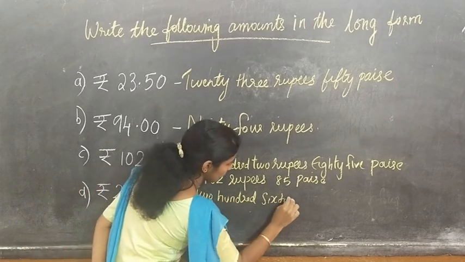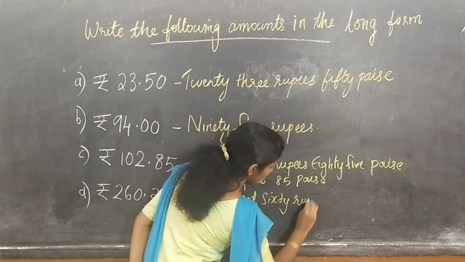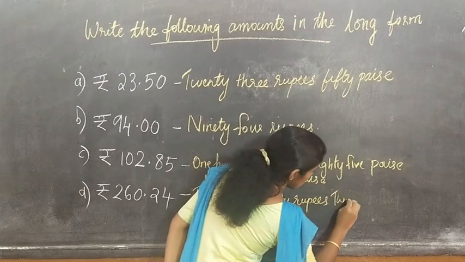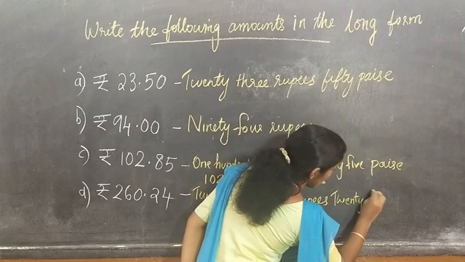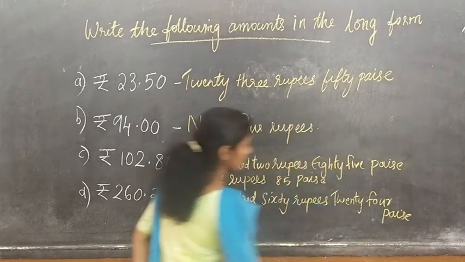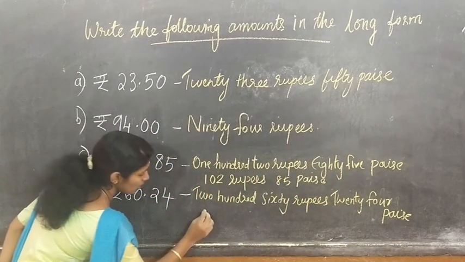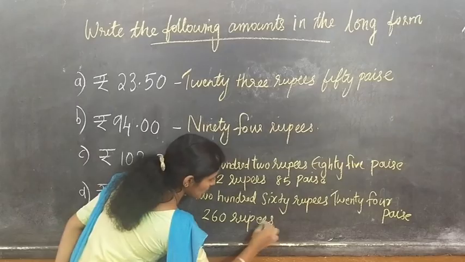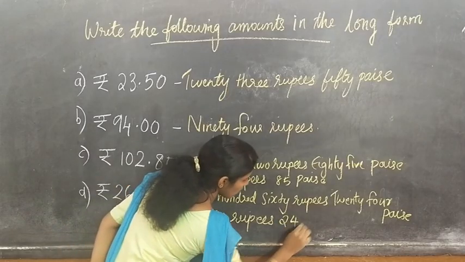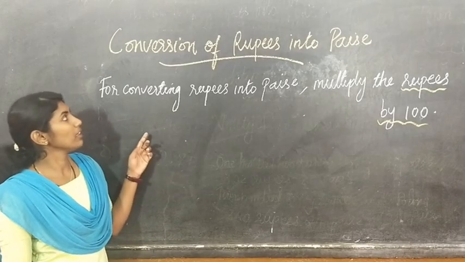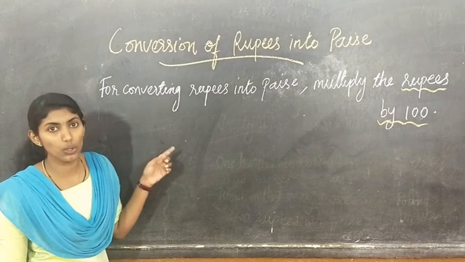260 rupees 24 paise. Or we can write like this: 260 rupees 24 paise. Next topic, conversion of rupees into paise.